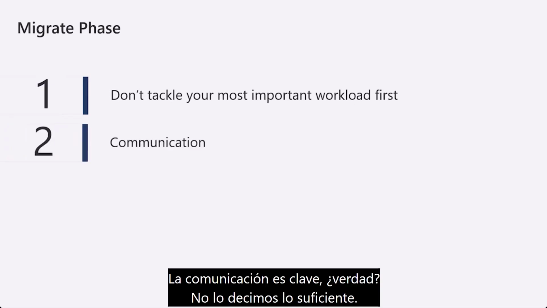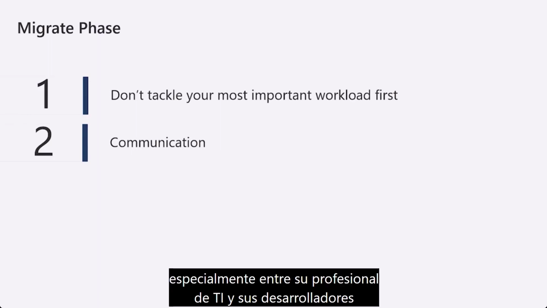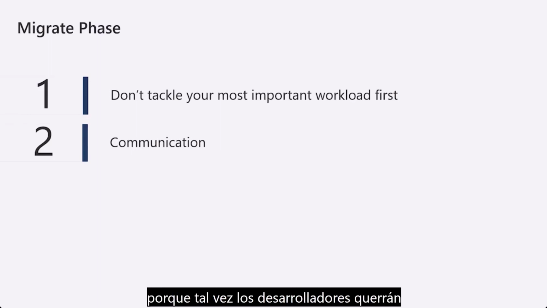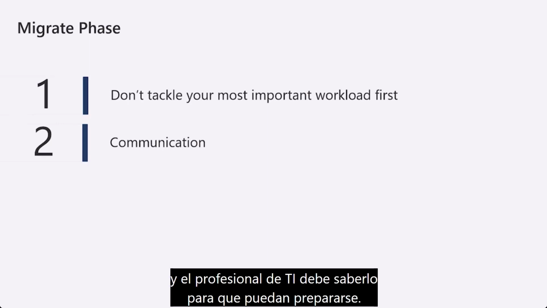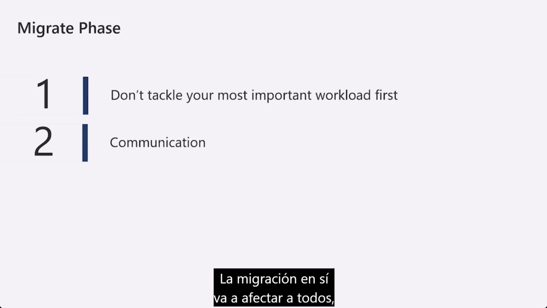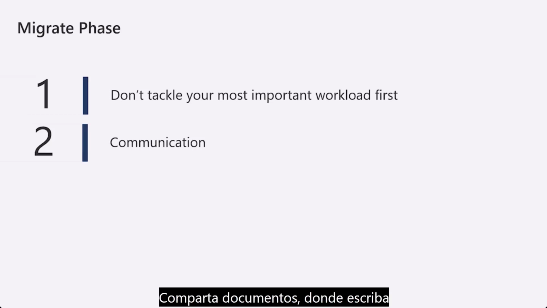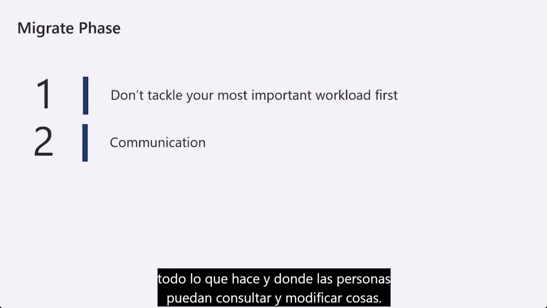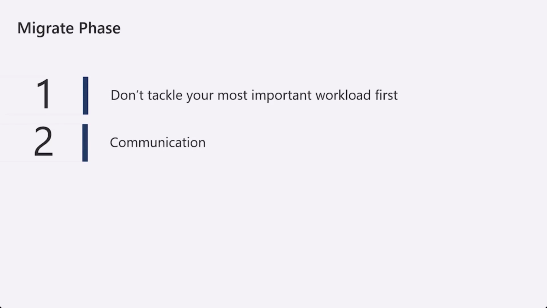Communication is key, all right? We don't say it enough. The communication is critical, especially between your IT pro and your developers, because maybe the developers will want to try new features when they are in the cloud, and then the IT pro need to know about it so that they can prepare themselves. The migration itself is going to affect everyone, so have team meetings where you go to the point where you talk about it. Maybe even better than team meetings, share documents where you write everything that you do and where people can consult and can modify things. All right, this is really a good management idea.